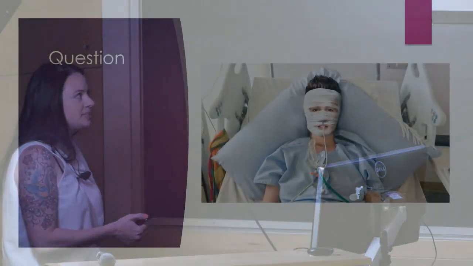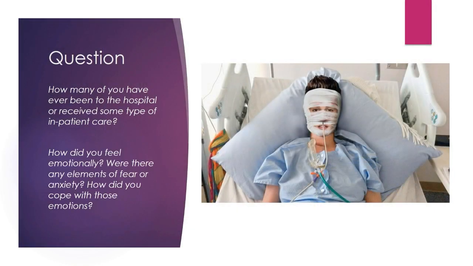So think about when you were there. How did you feel emotionally? Was there some element, any element, the highest element of fear, anxiety, or stress? And how did you cope with that? How did you deal with that emotionally?